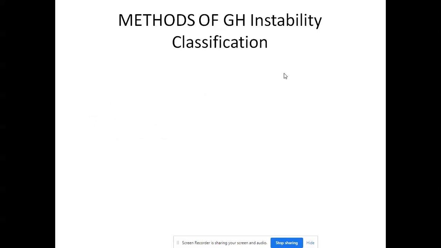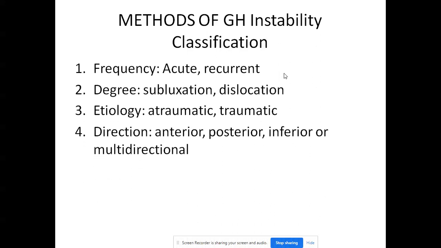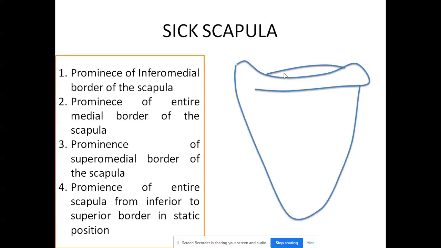Coming to the method of GH instability classification. It is classified on four bases. First one, frequency: how frequent it is, acute or occurring again and again, also known as recurrent. Second point, degree, that is subluxation or dislocation. Third point, etiology: atraumatic in the cases of myopathies or neuropathies, traumatic in the cases of falls or accidents. Fourth point, direction: in whichever direction the head slips out, that is anterior, posterior, inferior, or multidirectional.